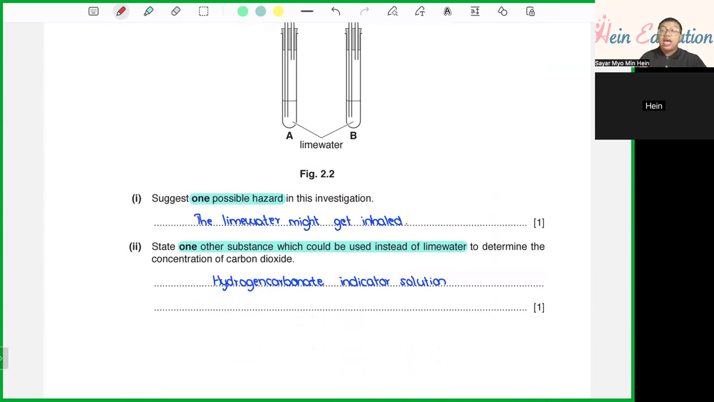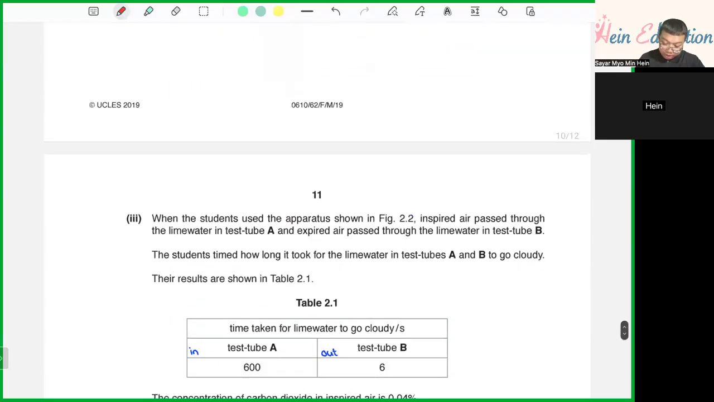So in this case, when the participant inhales or exhales very strongly, the lime water or the indicator solution might get inhaled. Okay, and number two, one substance besides lime water. So it will be hydrogen carbonate indicator solution. So remember, there are two indicator solutions used to detect or determine the carbon dioxide concentration.